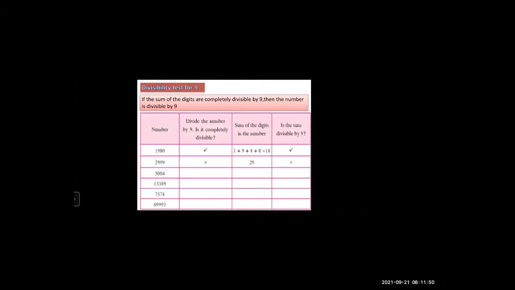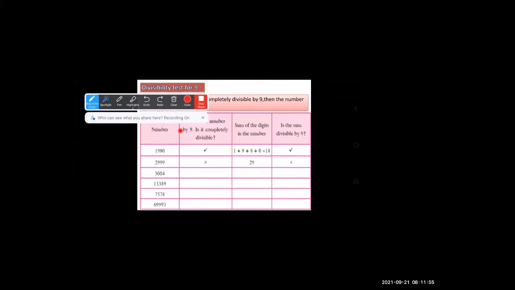Similarly, for 9, we are going to use the same concept. We are just going to add all the digits of the number, and we are going to check whether the sum is divisible by 9 or not. So if the sum of the digits is completely divisible by 9, then the number is divisible by 9. We'll take some examples for this.